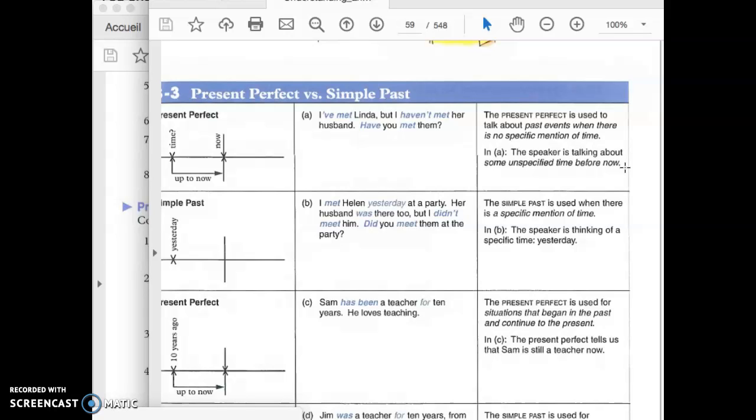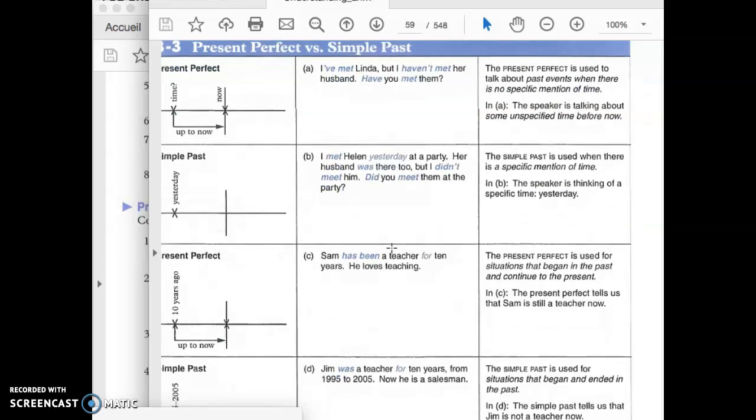Okay. The simple past, on the other hand, well, it was yesterday, you see, is used when there is a specific mention of time. The speaker is thinking of a specific time, yesterday. I met Ellen yesterday at a party. Her husband was there too, but I didn't meet him. Did you meet them at the party?